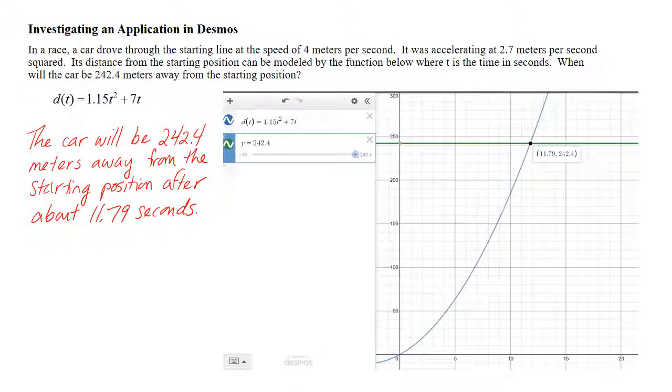And here we have the answer written out in words. The car will be 242.4 meters away from the starting position after about 11.79 seconds, which we were able to see from the graph in Desmos.